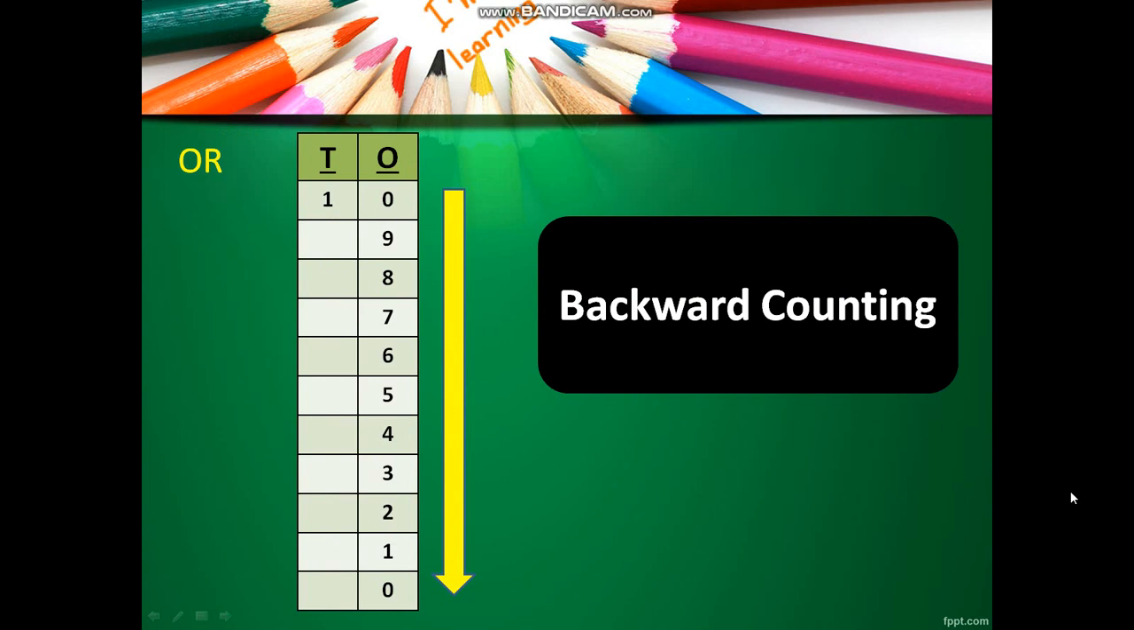What comes first when you are doing backward counting from 10 to 0? First we write 10, then 9, 8, 7, 6, 5, 4, 3, 2, 1 and 0.